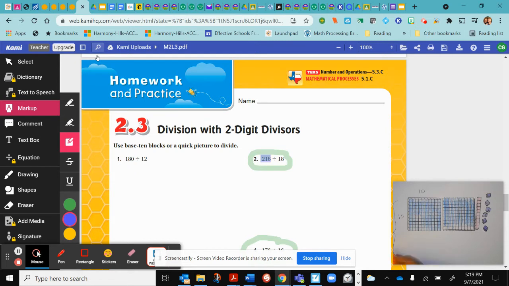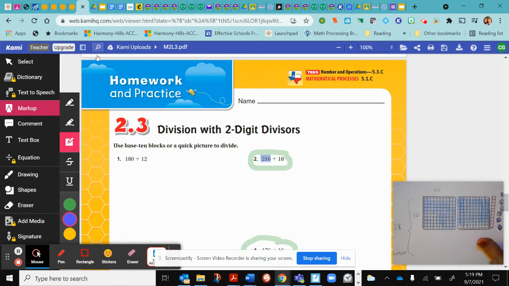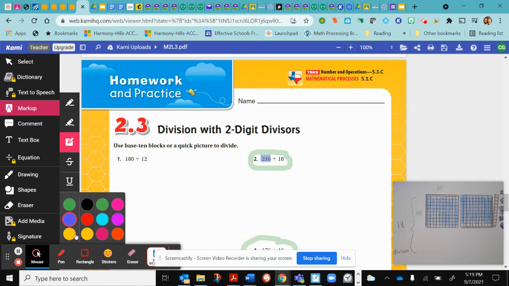And my divisor is 18, and I'm going to highlight my divisor. Let me move that over so you can see it. Just a little bit more, and I'll squish these over a tad. There we go. And my divisor is the 18. And I will highlight that part in yellow if you can see that. So that's my divisor. So it's saying that I'm going to have 18 in each group.